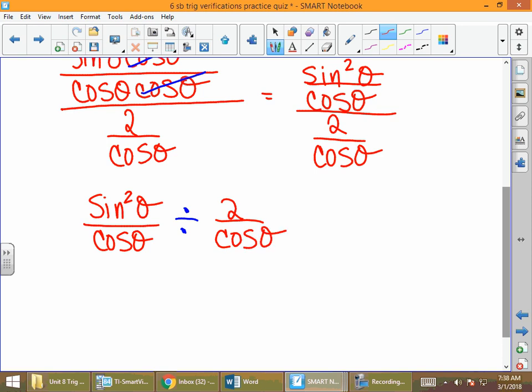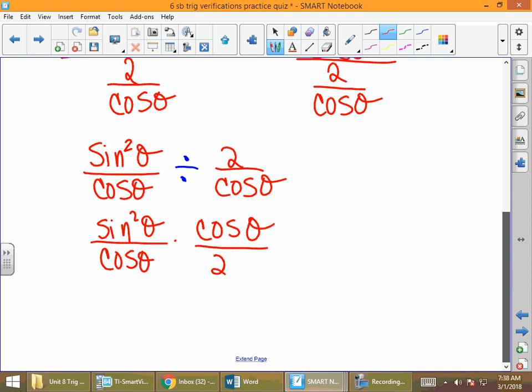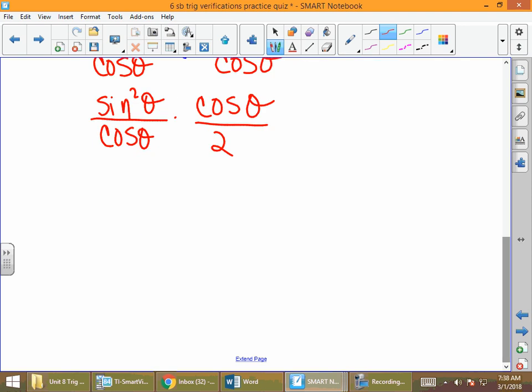And when dividing, don't ask why, flip the second one and multiply. So we get sine squared theta over cosine of theta times cosine of theta divided by 2. And we've already had to do it once in this problem. When we multiply here, we're going to multiply the tops together, and we're going to multiply the bottoms together. When we multiply those together, what we end up with is sine squared theta cosine theta.